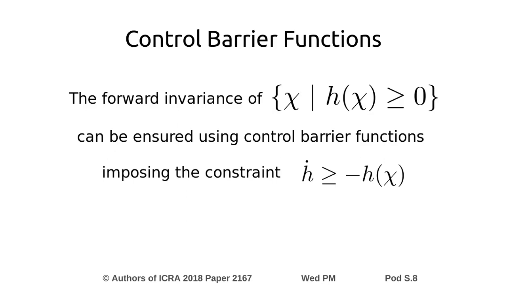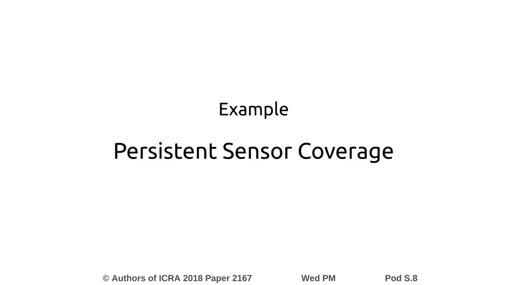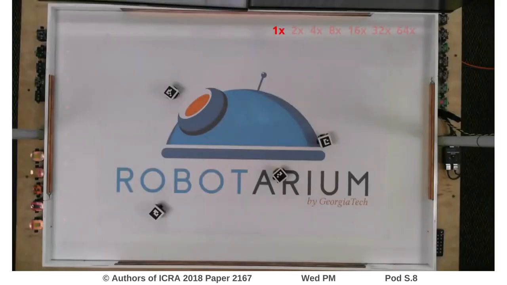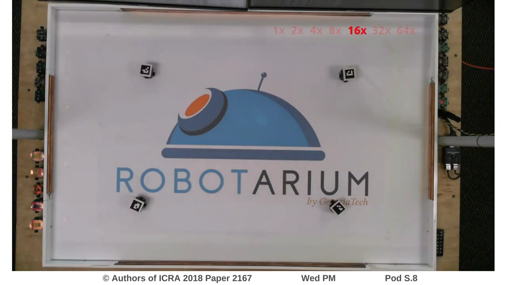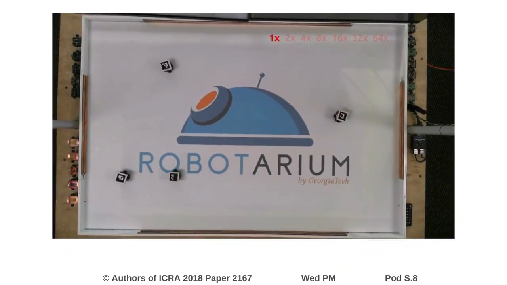Let's see how the persistification strategy works in a real experiment. The presented experiment consists in persistent sensor coverage. The robots are requested to spread over an environment, here in the video represented by the workspace of the Robotarium, a remotely accessible swarm robotics research testbed.